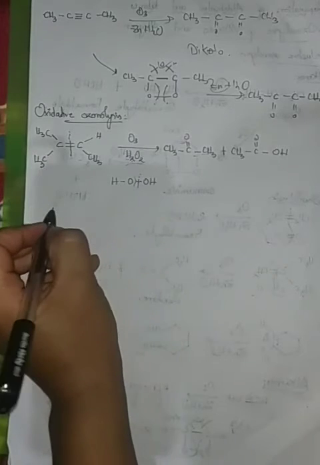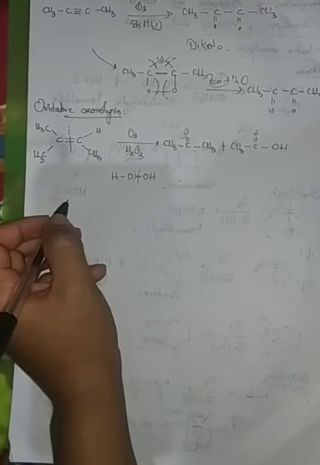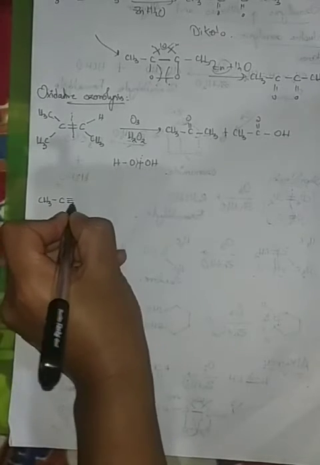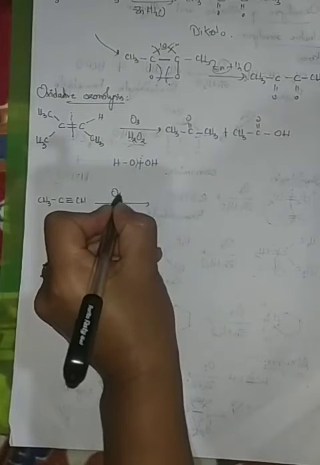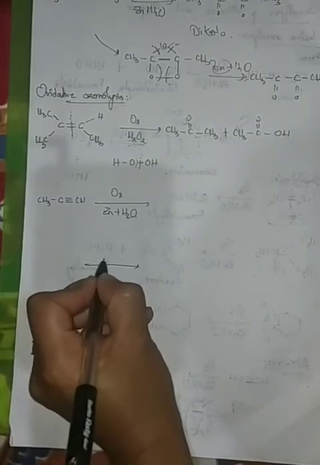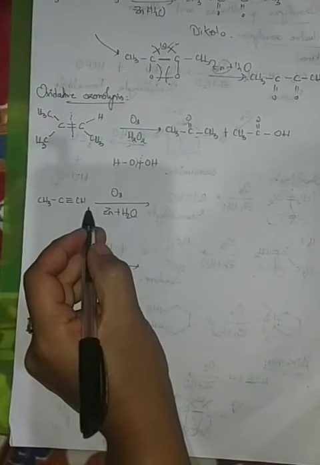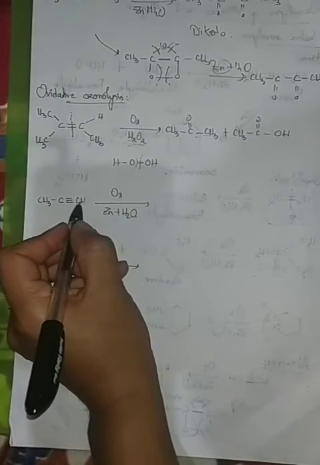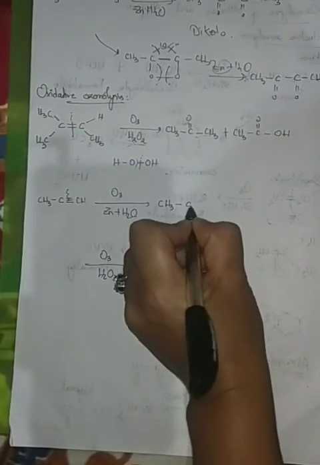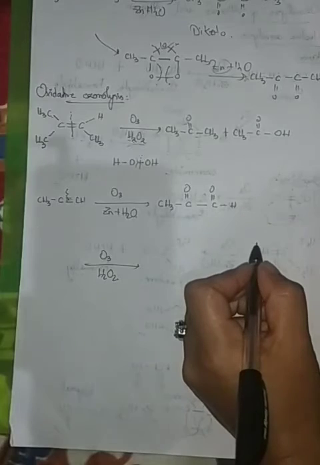Now let's check the difference between oxidative ozonolysis and reductive ozonolysis. Take a molecule here, CH3 C triple bond CH. Now, if it undergoes O3, Zn plus H2O, this is our reductive ozonolysis. And when O3 plus H2O2 is used, this is oxidative ozonolysis. What happens to this molecule? Now, in oxidative ozonolysis, only two bonds break up. Therefore, for CH3 C, one bond would remain, C, and then H. Just add double bond oxygen here.